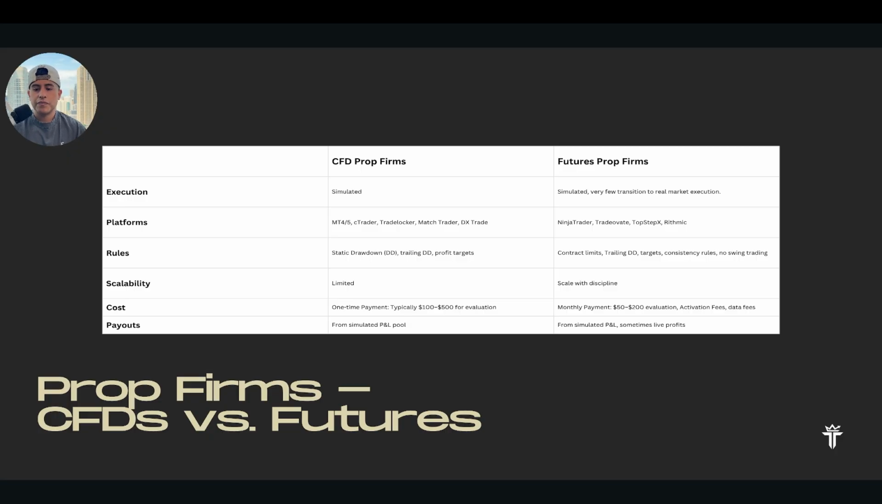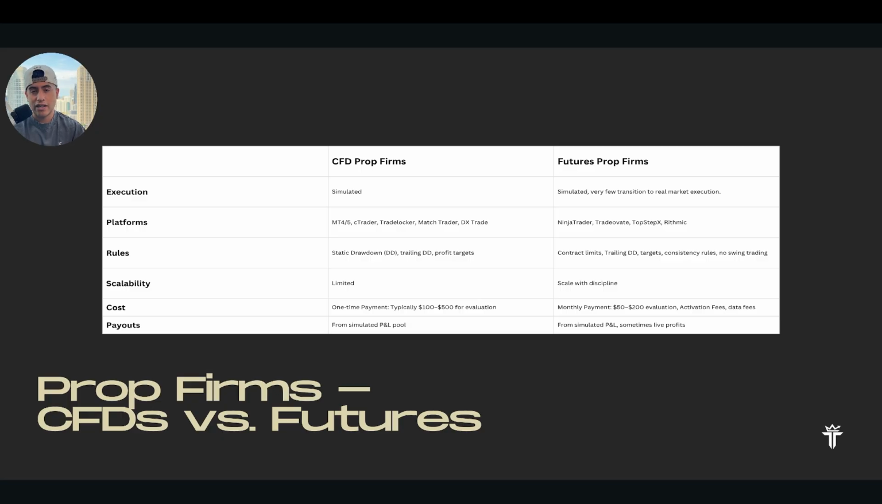With futures, they give you a limit on how many contracts you can use. The drawdown is trailing. So, for example, let's say you're trading a 50K and they give you 2,500 of drawdown. Once you go up in profit, that 2,500 drawdown kind of follows you. So if you're at 50,000, your drawdown would normally be 47,500, because that's 2,500 of drawdown. Well, let's say your account goes up to 51,000. That drawdown also follows, so it wouldn't be 47,500 anymore.